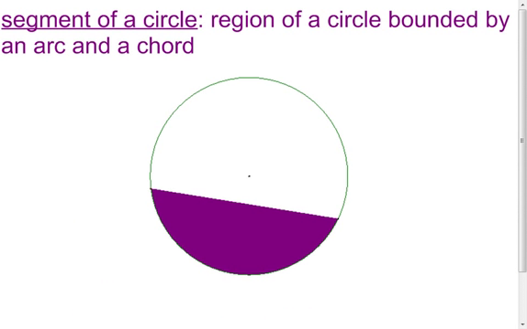Now the next one is going to be the segment of a circle. To me this never really made sense because when I think of segment I think of part of a line, it's straight. But then you come in here and you look at segment of a circle, well it's a vocab word that we need to know, and it's the purple region that you see. It's a region of a circle bounded by an arc and a chord.